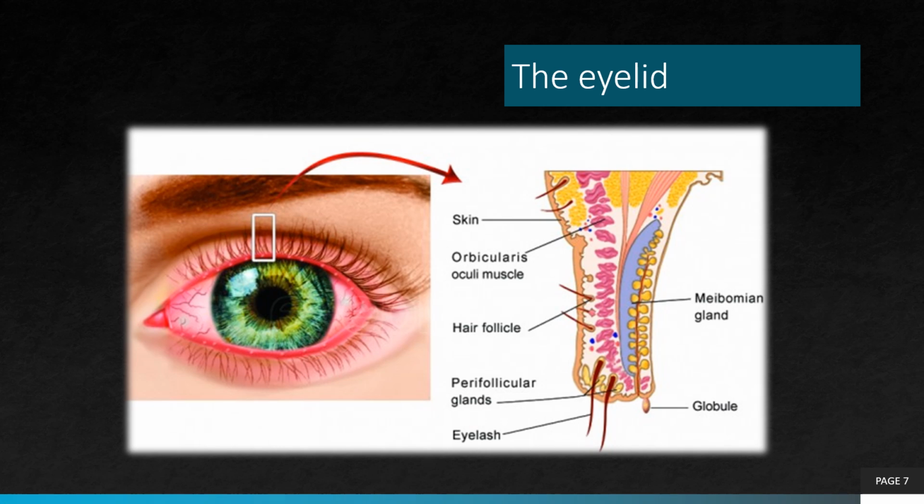The edge of the eyelid is bordered by a fringe of hairs, which are our eyelashes. These eyelashes play a protective role by helping to protect the eye from dust, debris and other potential irritants.